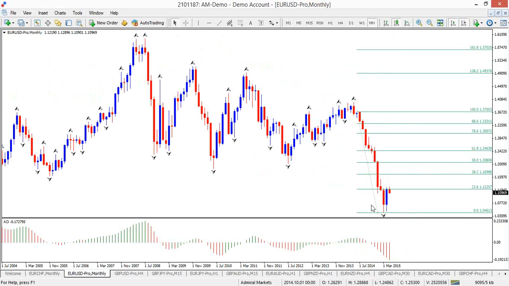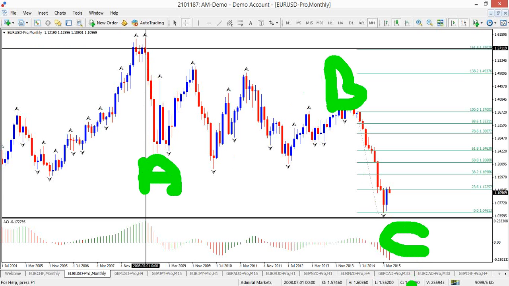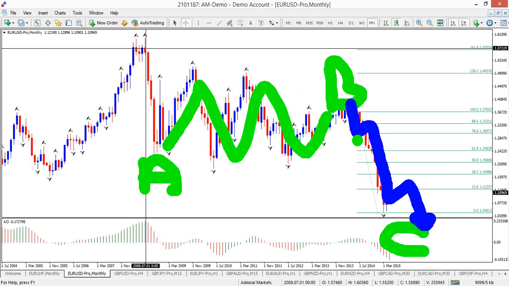Why is that? Because if we look at the monthly chart, basically, we're looking at an ABC correction here, and that C wave can continue because there's still a 4 and 5 left, like that. And the B wave, as you can see, was a long, drawn-out consolidation here.